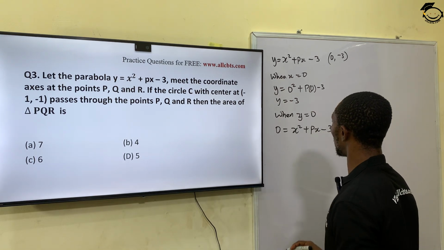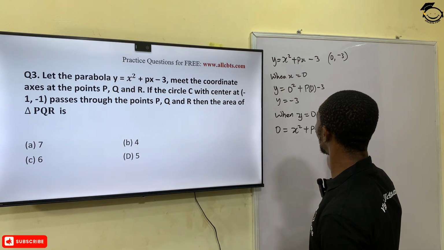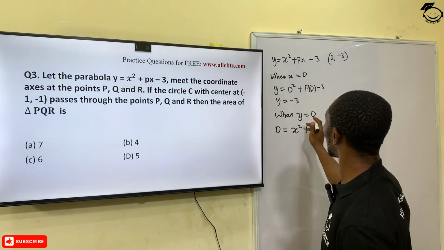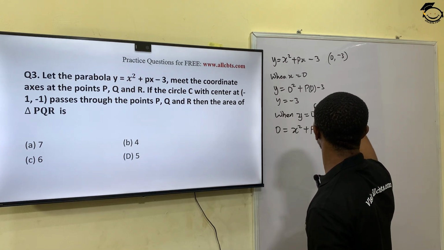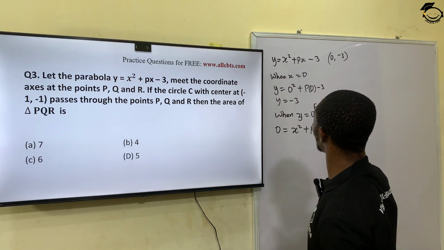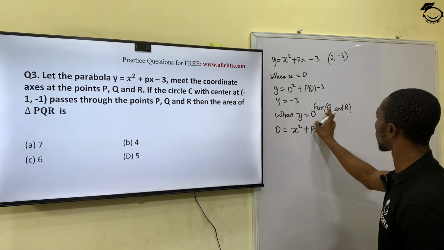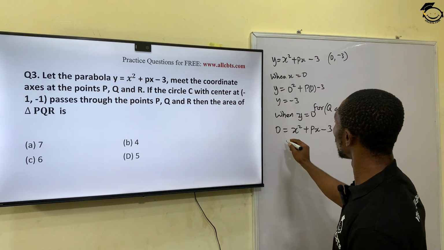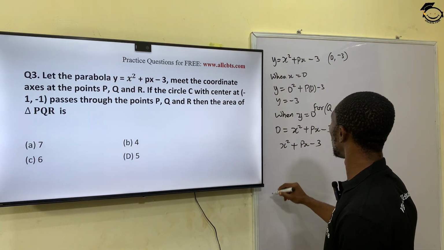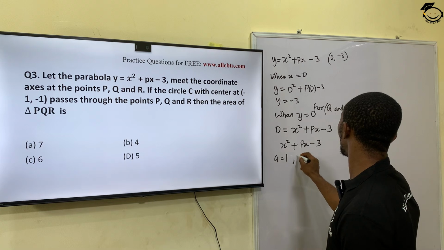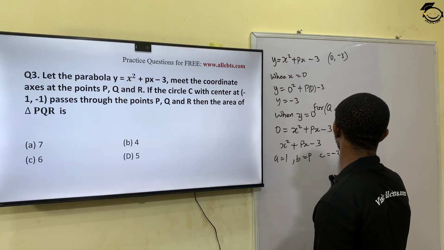All right, so with this, we can use our almighty formula or quadratic formula to expand this. This is for Q and R on the x-axis. Okay, it's giving us a quadratic equation. We can find the values of this. One will be for Q and the other will be for R. So here we have x squared plus px minus 3, where our A is 1, B is P, and C is minus 3.